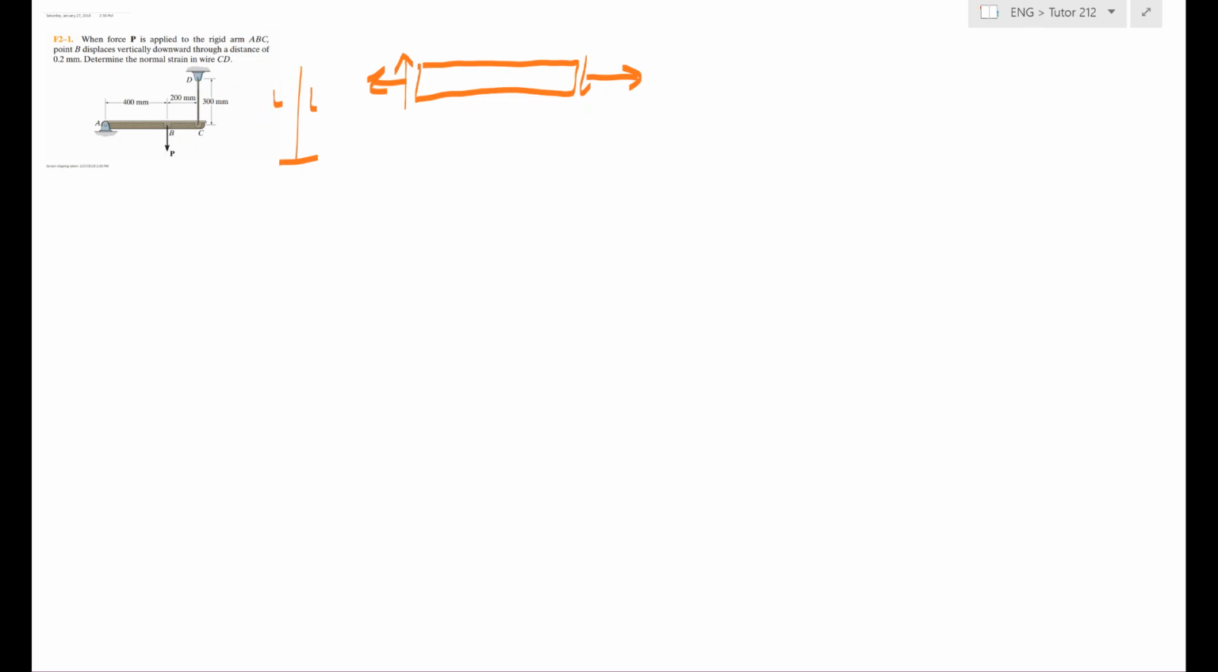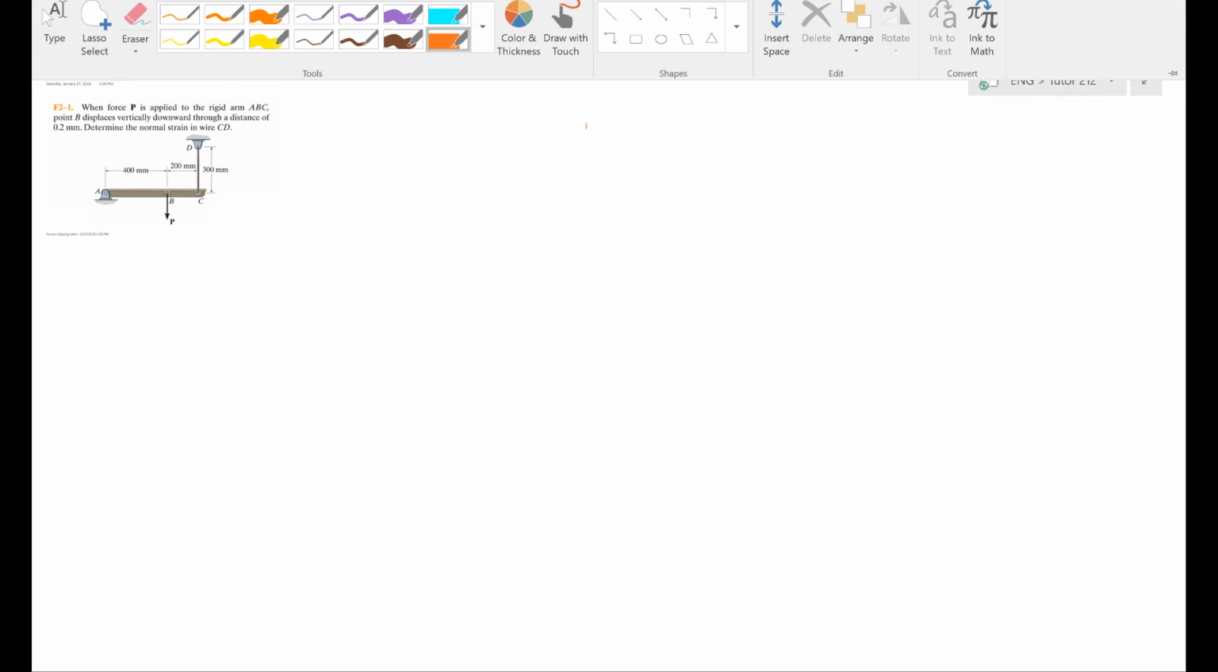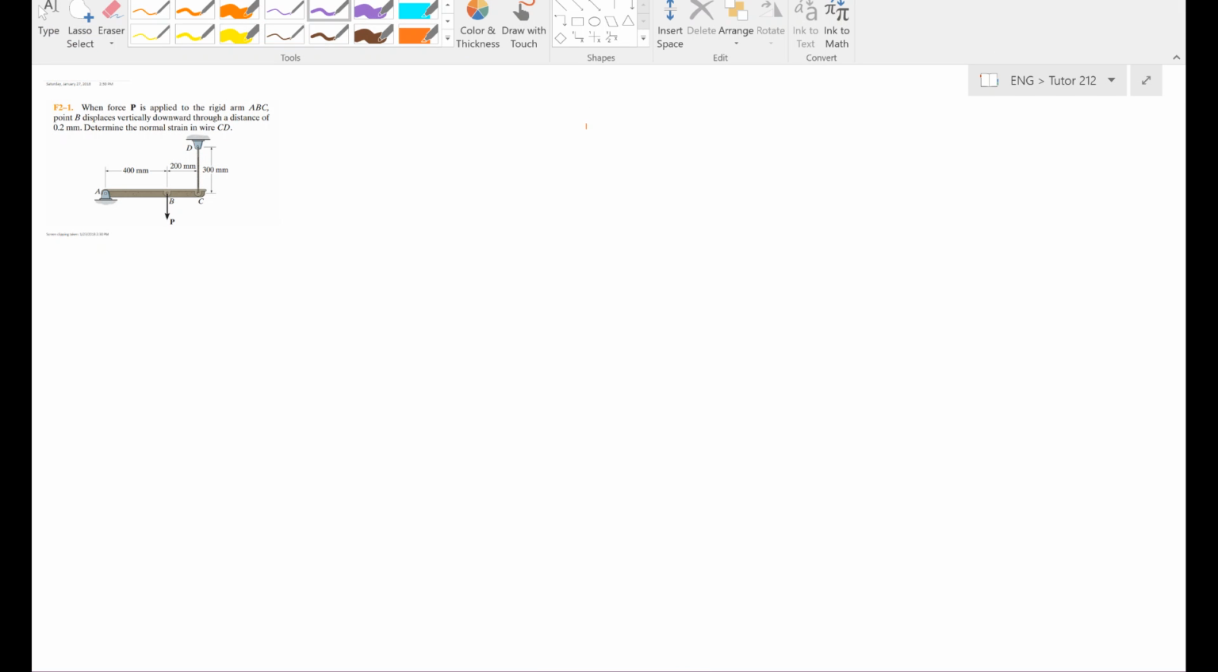All right, so let's work on this problem. It should be pretty quick. All right. When force P is applied to the rigid arm ABC, which we have along here, point B displaces vertically downward through a distance of 0.2 millimeters.